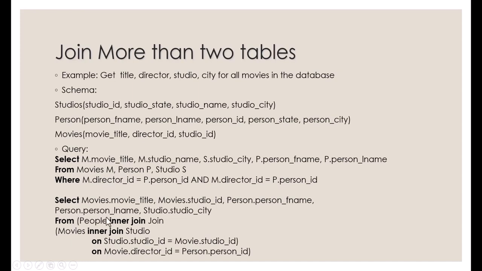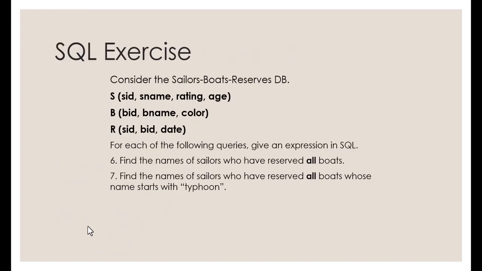And in here we have people inner join, and then movies join, and then we have another parentheses. This is an inner join. We're joining movies inner join studios based on the common studio ID between the studio and movie, and then movie.director_ID is equal to person_ID, and with that we're joining that with people. So you can have more than 2 tables when you do a join. There's really no limit on how many tables you can join.